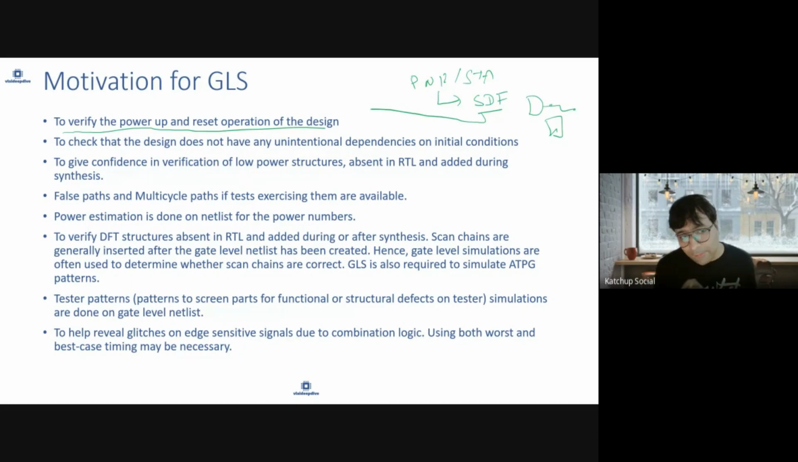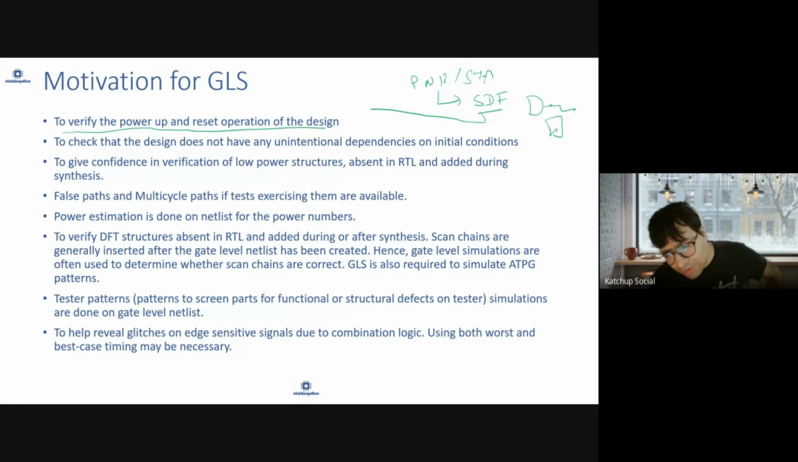So it's very important to verify the power up, that the chip is getting reset, and this is something which you can do at RTL level, but at netlist level with delays coming into the picture, it's the real thing or almost close to the real thing which is going to happen on silicon. So it's very important. This is one of the motivations, to verify that your chip can power up, the reset, the flops are getting reset properly.